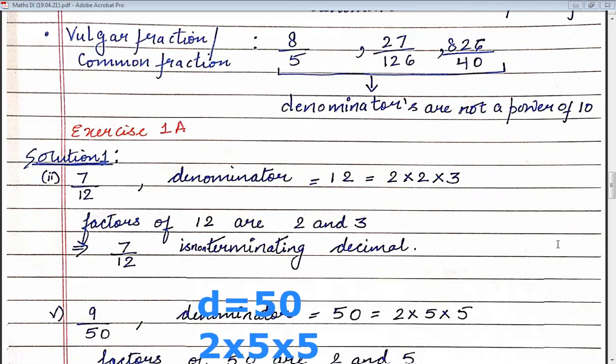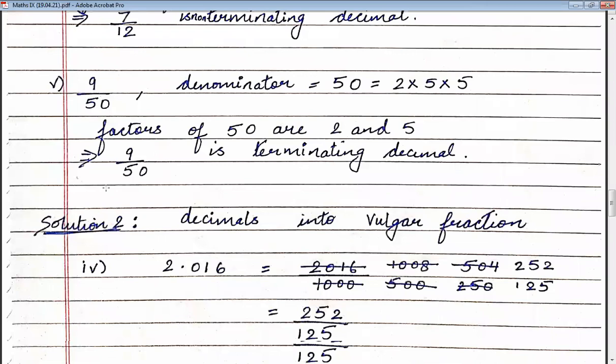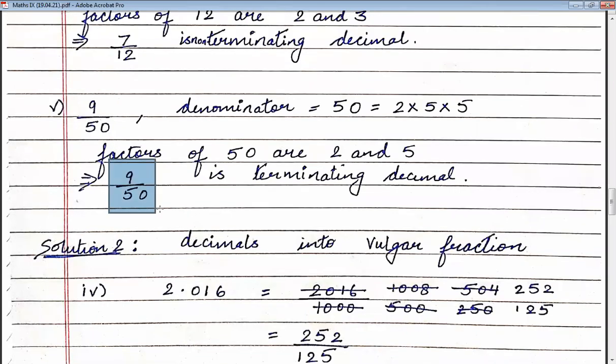Okay, children. So now if the prime factors are 2 or 5 or both, then that denominator is called terminating decimal. Okay, so you can say that 9 upon 50 is terminating decimal. So children, here we just have a look at the denominator, and we can tell whether it is terminating or non-terminating. Okay, so now let's move on to the second question.